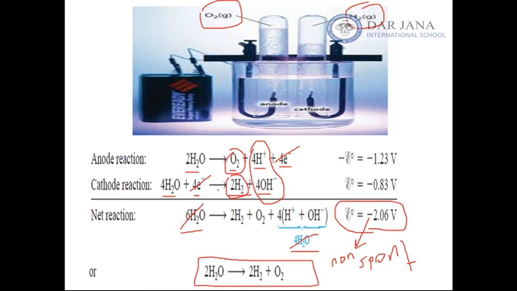We need to memorize the anode reaction and the cathode reaction, and we know how we can find the overall reaction. So we are responsible for the products in each half reaction.